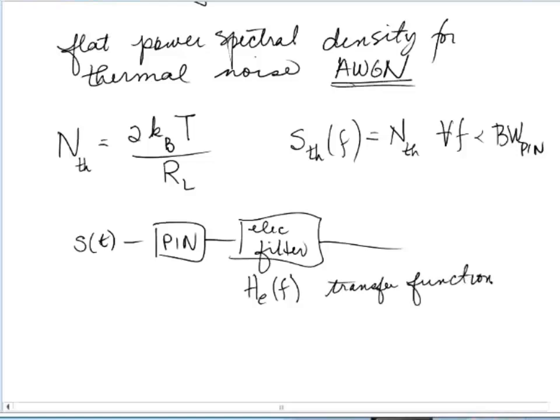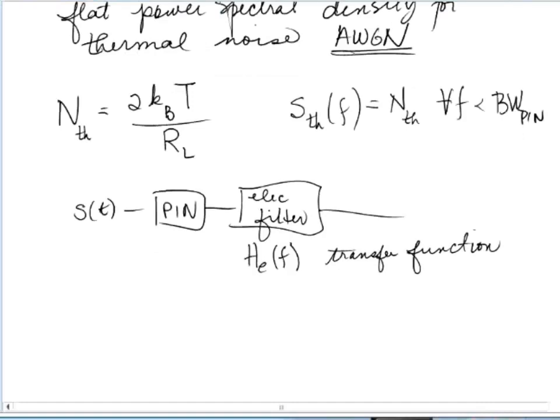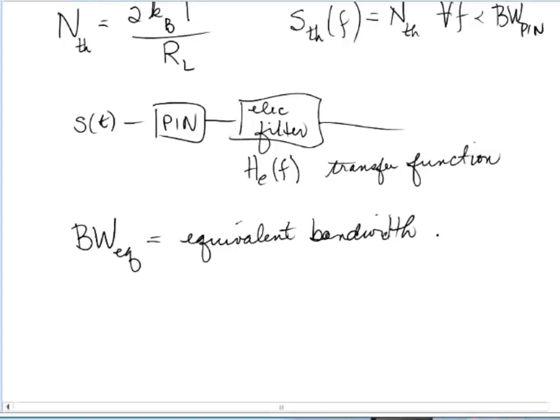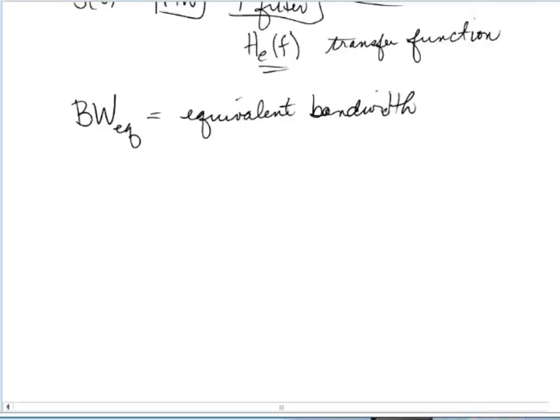We'll call H_E of f the electrical transfer function. And there's a formal definition, which I guess I'll go into really on Thursday. But for right now, there's an equivalent bandwidth, which is a measure of the width of the filter, which is not dependent on the filter shape. Although the filter H_E of f may have a particular shape in the frequency domain, the equivalent bandwidth, the noise equivalent bandwidth, in fact is what we usually call it, reduces the filter to one characteristic.